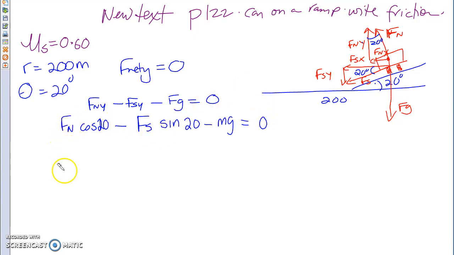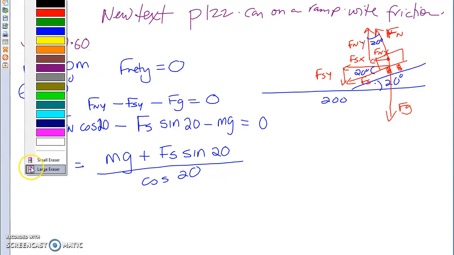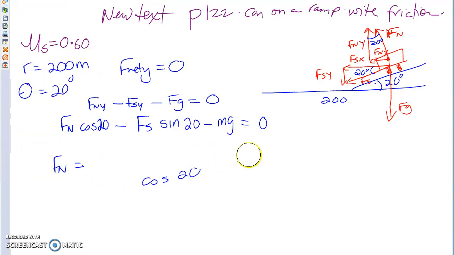Now we're going to solve for Fn. So what we're going to do is Fn, which equals mg brings over to the other side, mg, plus Fs sine of 20 divided by cos of 20. Okay. Now what the textbook has done is they've taken it one extra step, so maybe I'm going to go back and do that. Just don't copy that, okay? Just hold. Don't copy this yet.